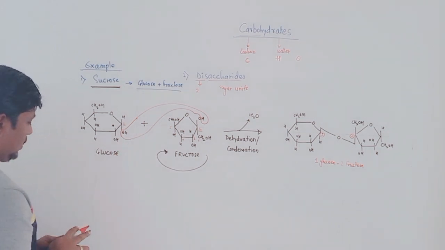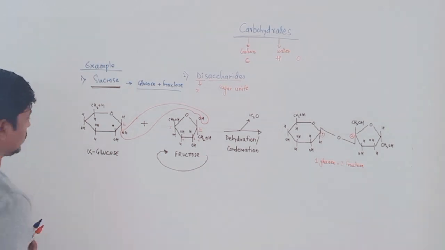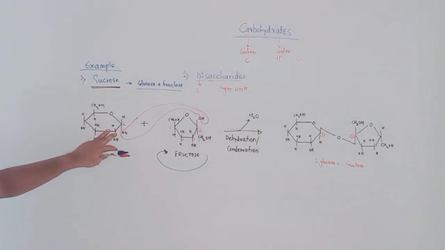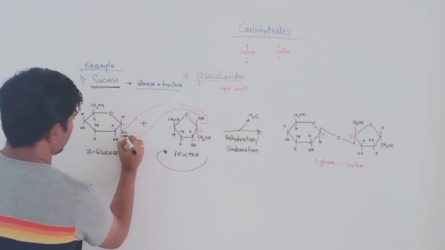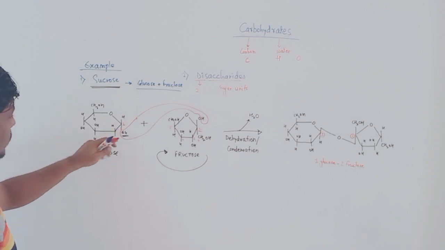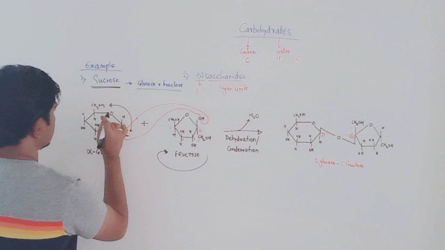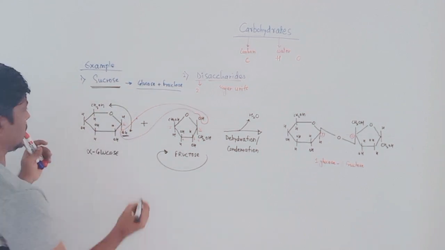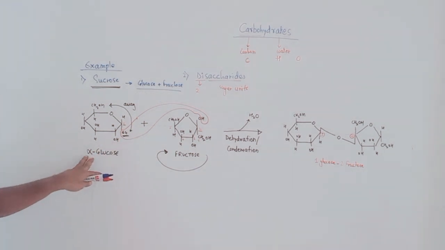Okay, so this is an alpha glucose. The configuration of glucose is alpha. Why is it alpha glucose? Because this OH group, which is on the first carbon atom of glucose, is far away from the CH2OH group, which is the 6 carbon atom. So this is far away. That's why it is the alpha configuration of glucose.